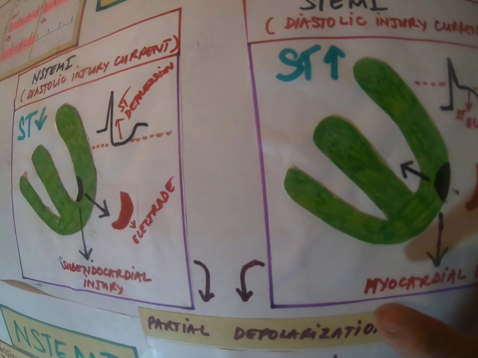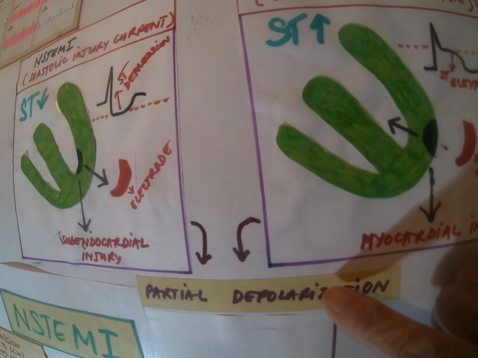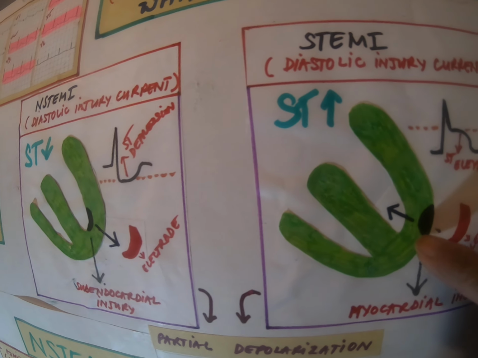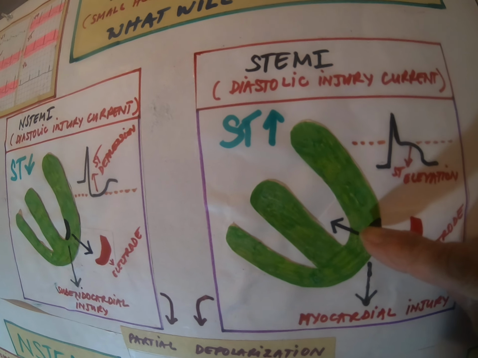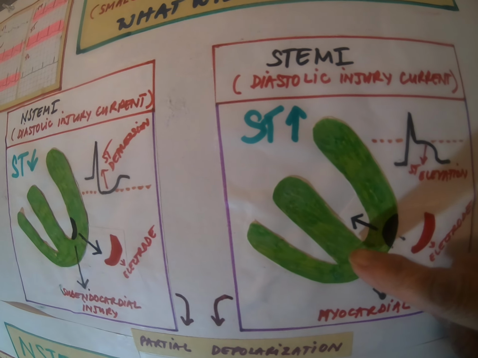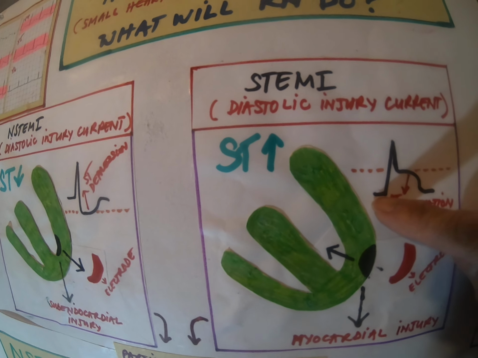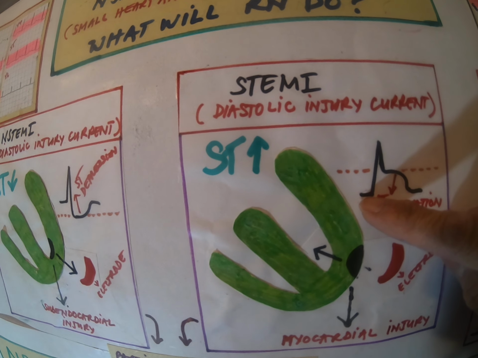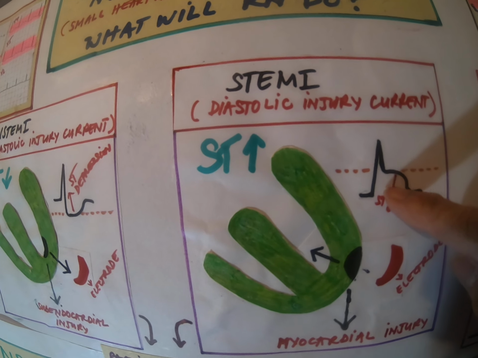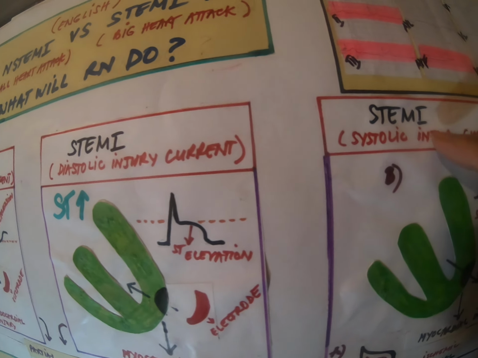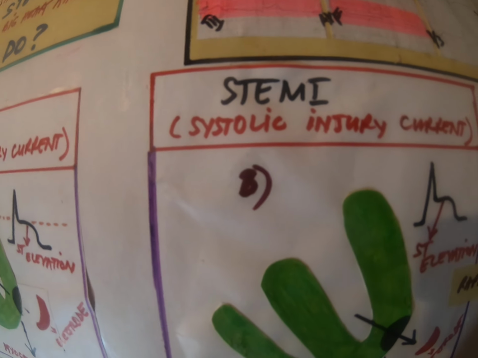Okay, partial depolarization follows. Electrical forces are created, and they move away from the site. If you see the arrow, they move away from the site. This causes the baseline of the ECG to go downward, and after full depolarization and stimulation, an ST elevation is created. But there is also a STEMI based on systolic injury current here.